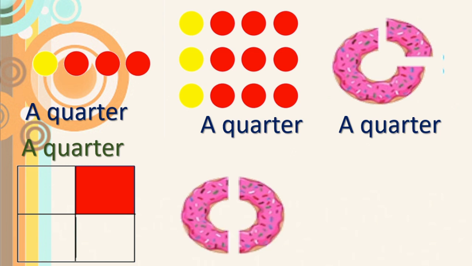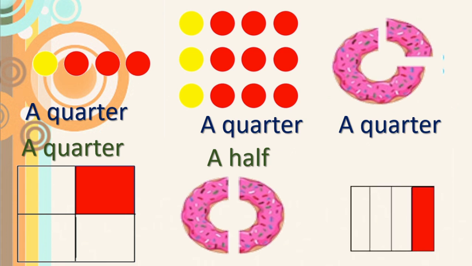Yes, here again a donut. Is this a quarter portion or a half portion? Yes, very good. Only 2 parts means half portion. Again here you can see elongated rectangles. Out of 4 only 1 is colored. So this is a quarter.